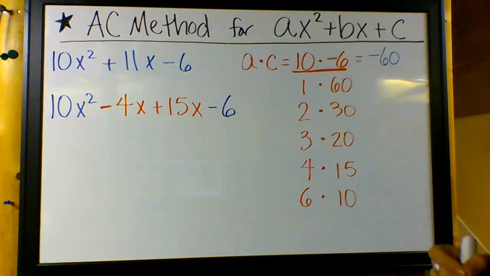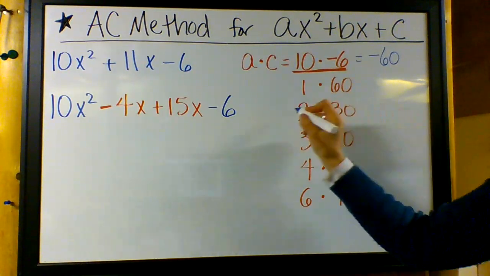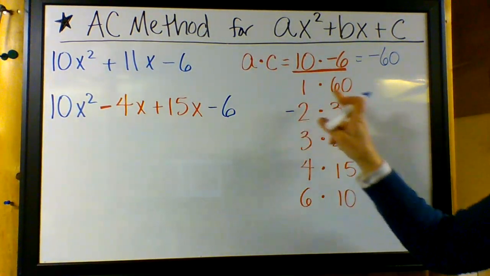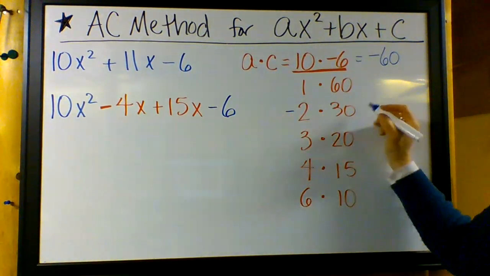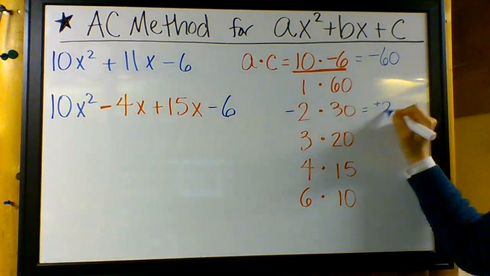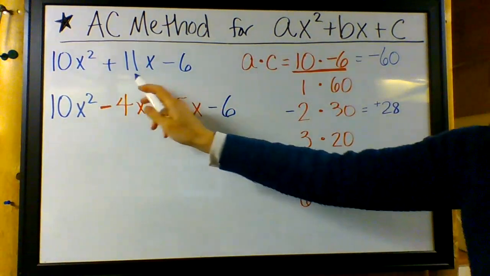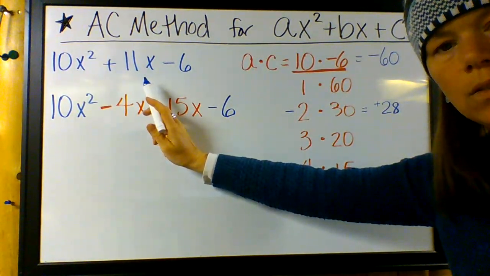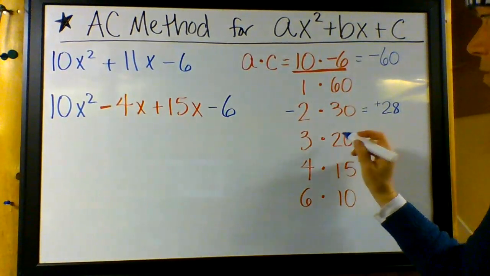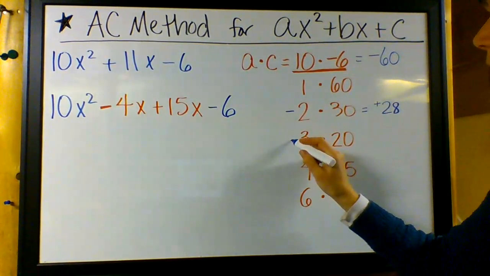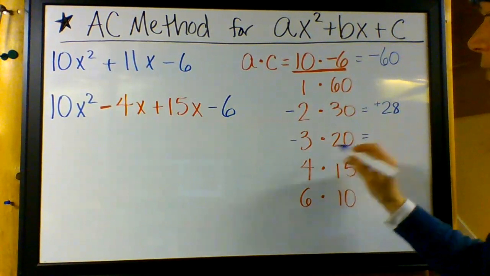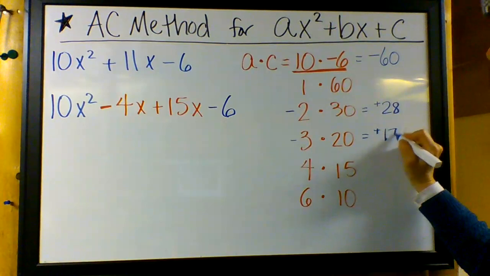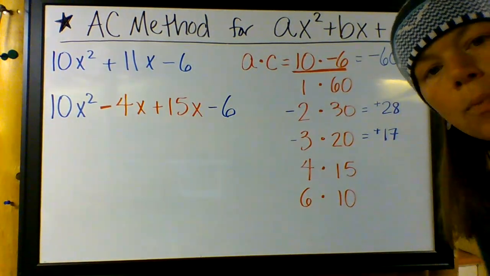Now, if one of these is positive and one is negative, for example, if this was negative 2 and 30, if I add these together, that would be positive 28. Well, I'm not looking for positive 28. I'm looking for a pair that gives me positive 11. So let's see. Let's say I did negative 3 and 20. We'll add those together. That is positive 17. Well, that's not what I'm looking for. I'm looking for positive 11.